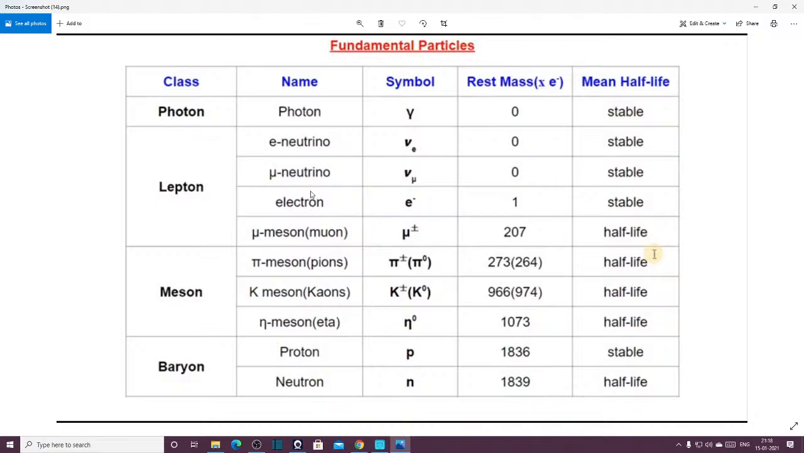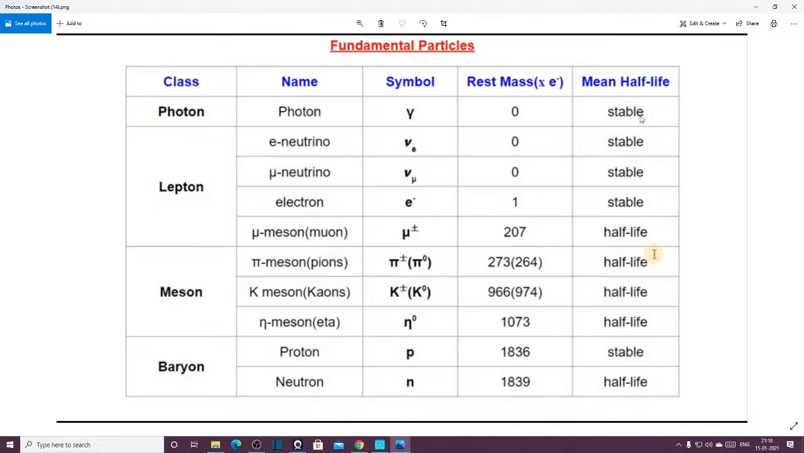Then, like the electron, you can see this, it is the electron. So the electron has mass 1 multiplied by the mass of electron. I am just making this simpler, that's why I am putting these values. So the mass of the electron will be 1 into the mass of electron, like that. I hope you understood this point. And it is about half-life.